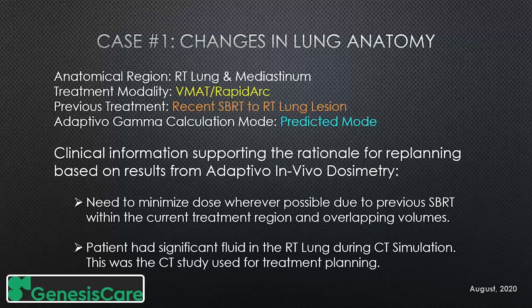So the clinical information supporting the rationale for replanning based on results from Adaptivo in vivo dosimetry is as follows. The first one is the need to minimize dose wherever possible due to the previous SBRT within the current treatment region and overlapping volumes. This patient had significant fluid in the right lung during CT simulation. And because of that, it affected the planning, because this is the same CT study that was used for that treatment planning.